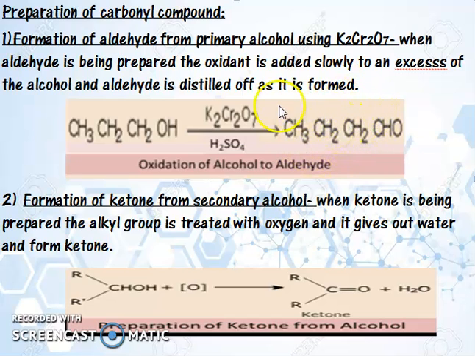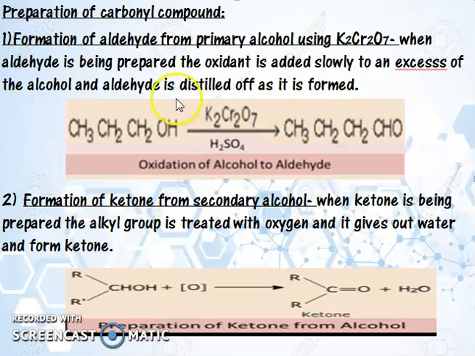Okay, so what happens? Aldehyde is prepared when the oxidant is added. Now see, for example, in a beaker there is a solution with excess of alcohol. This solution is there, alkyl group with alcohol in a beaker, and from above they put the oxidant. And what is the oxidant? That is K2Cr2O7. So when they put this oxidant, there is the formation of aldehyde. It says that they distill out the aldehyde, and in that way there is formation of aldehyde.